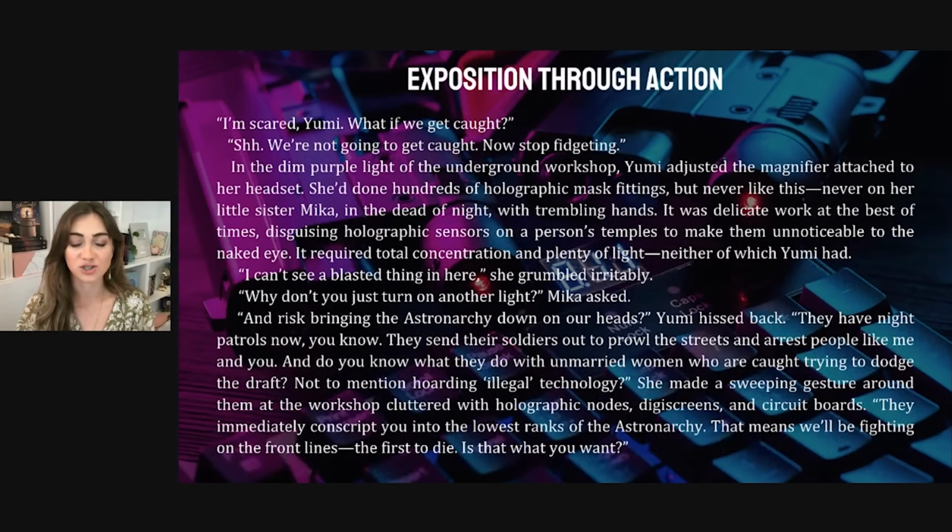With dialogue, with action. I'm scared, Yumi. What if we get caught? Shh, we're not going to get caught. Now stop fidgeting. Immediately we have stakes. 2 lines and we have stakes.